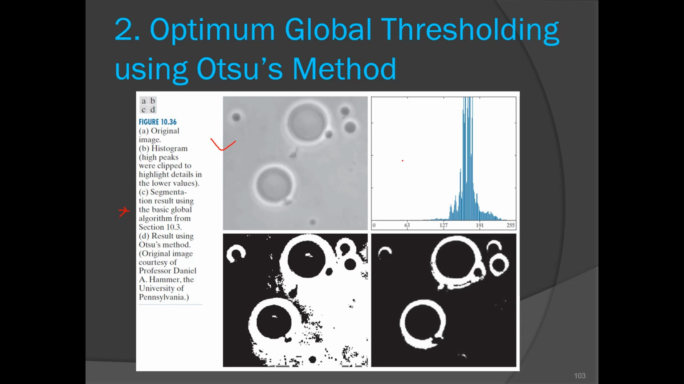This is the result. This is the input image, and this is the histogram. As you can see, these are the objects we are interested in. We have very few pixels for the objects, so they are overlapped here. Image C is the segmentation result using the basic global algorithm, and image D is the result using the Otsu method. As you can see, we are getting a better result with the Otsu method.